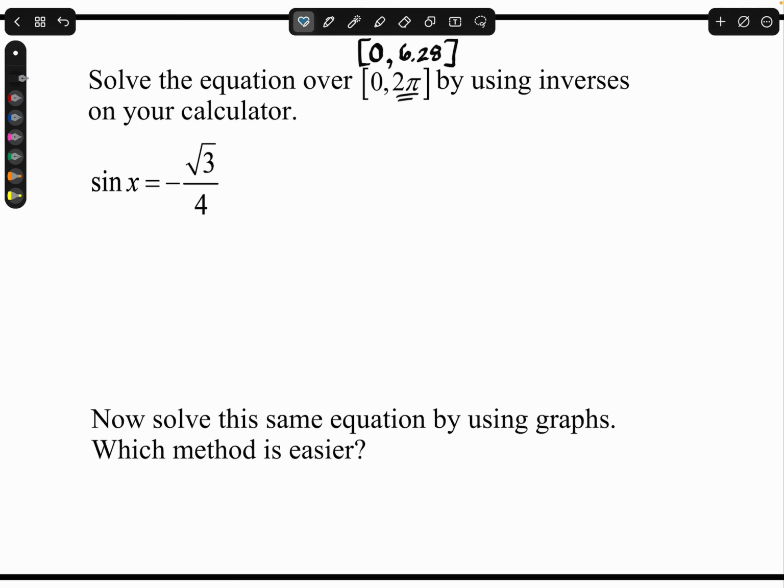So there are 6.28 radius lengths that fit around a circle. So to find our answers on this next one, we're going to talk about the sine of x is equal to negative radical 3 over 4. Okay, so before we start, let's just take a moment and think about where could these angles be?